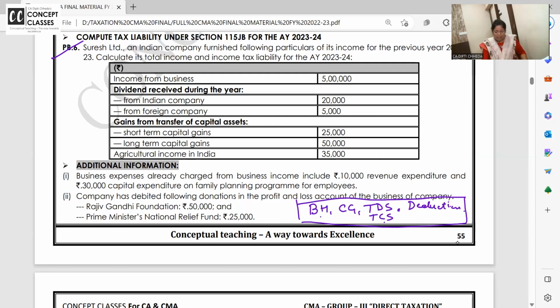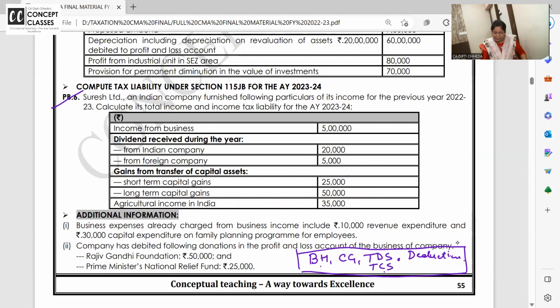Chalo. Suresh Limited is an Indian company and it furnishes you the following details for the previous year 22-23. Calculate the income and tax. Income from business is given. Dividend income is given. And there is short-term capital gain on a capital asset. Short-term capital gain, if it is a company, will be taxed in the routine way, right? And agricultural income, it is exempt.